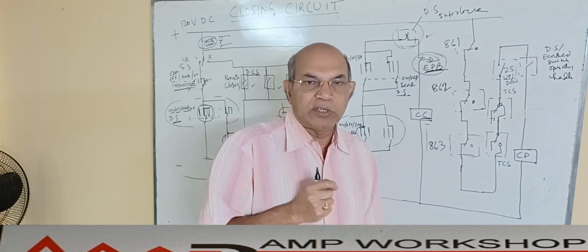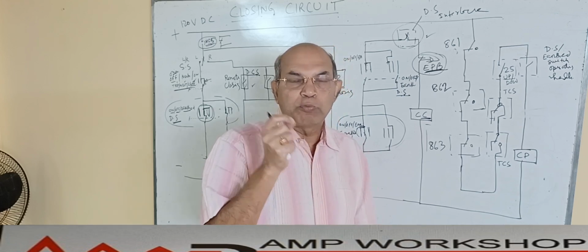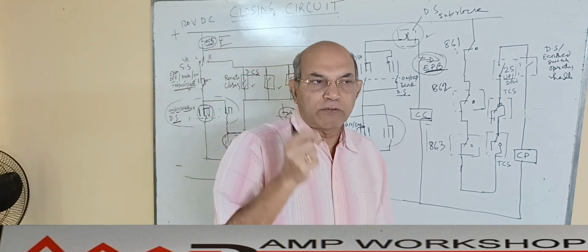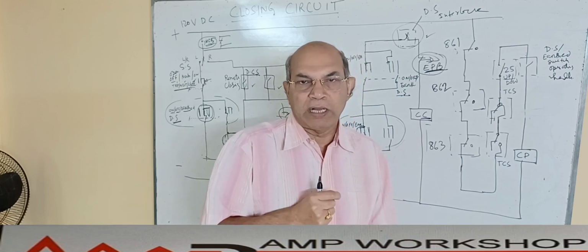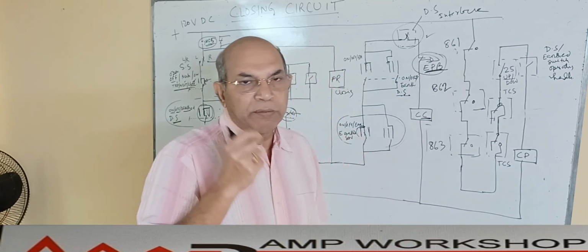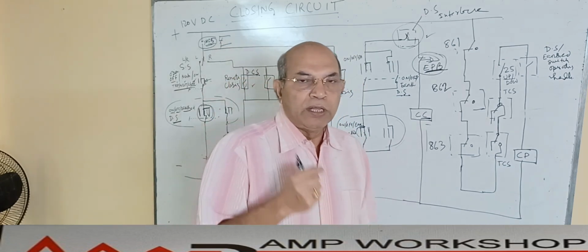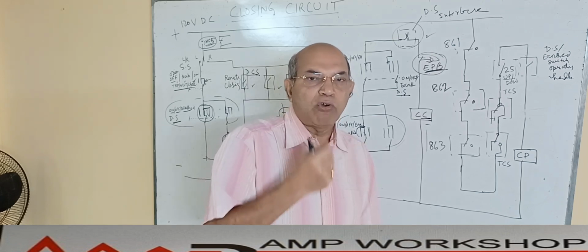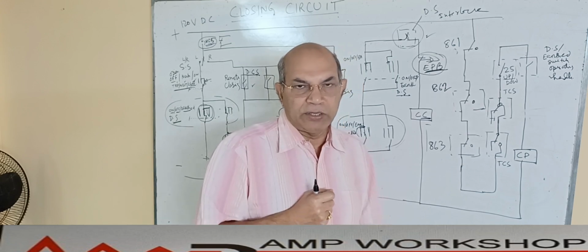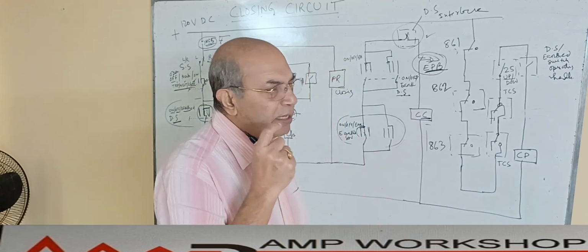What is the difference with the lockout relay? Normally the numerical relay output contact is not highly current rated. It cannot carry the closing coil current or tripping coil current. It is rated at only about 10 ampere or 15 ampere. That's why we use a separate lockout relay whose output contact has a high current rating. That lockout relay gets activated.